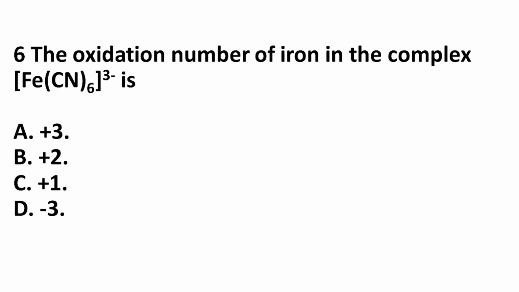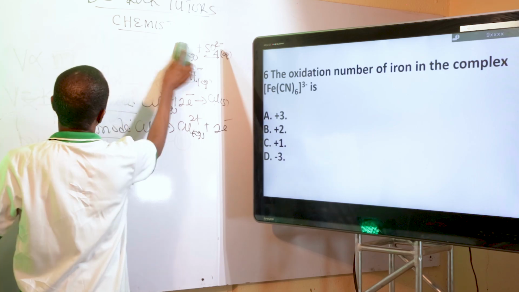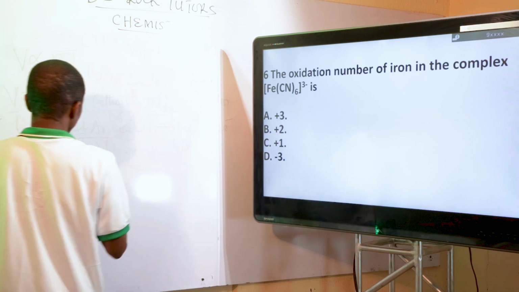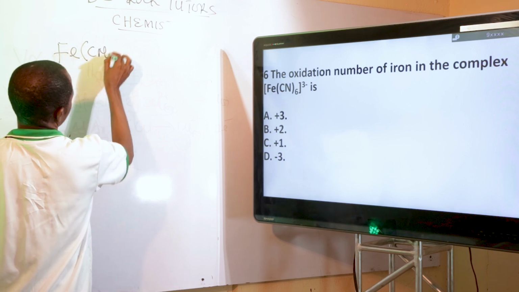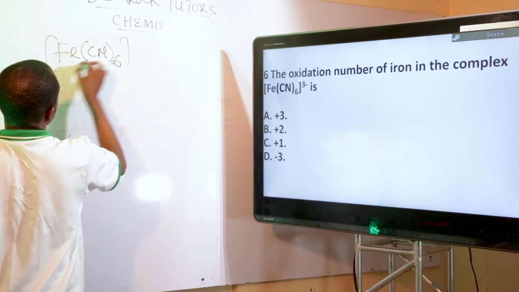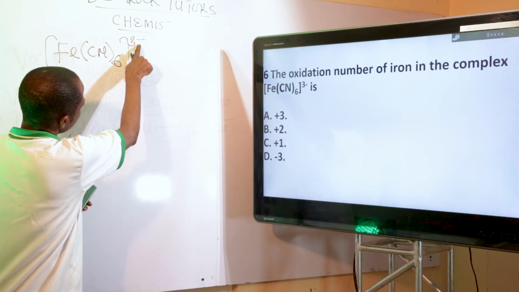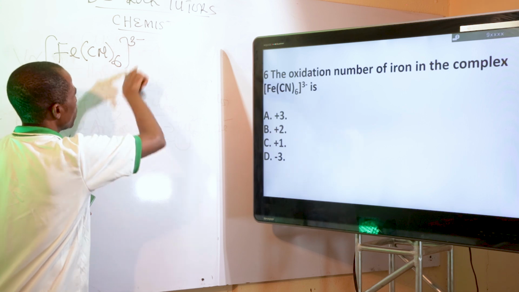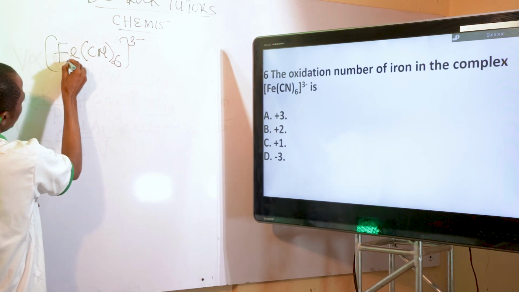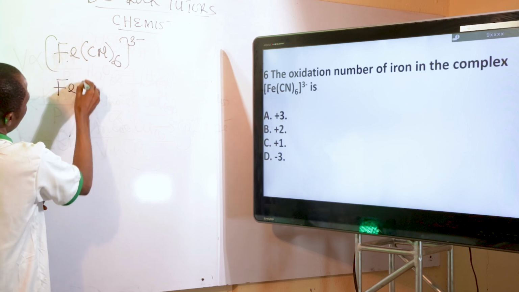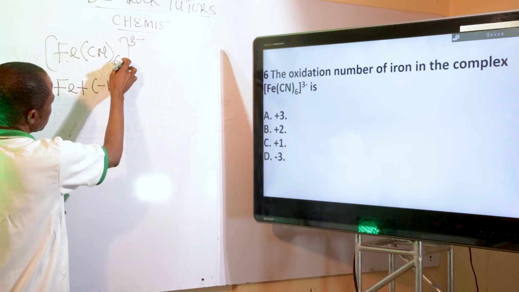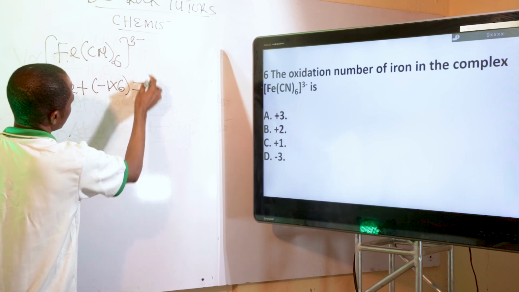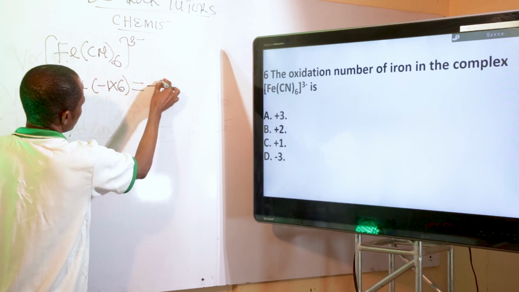The oxidation number of iron in the complex, this particular complex, is dash. Let's look at how to tackle this. This is the complex. So we can see that the overall charge on this complex is -3. So we are going to equate everything to -3. We need the oxidation number of iron. So this iron plus the oxidation number of cyanide is -1. So that's going to be -1 multiplied by, there are 6 cyanide, multiplied by 6. Everything is equal to the overall charge on this ion, which is -3. So we put -3 here.